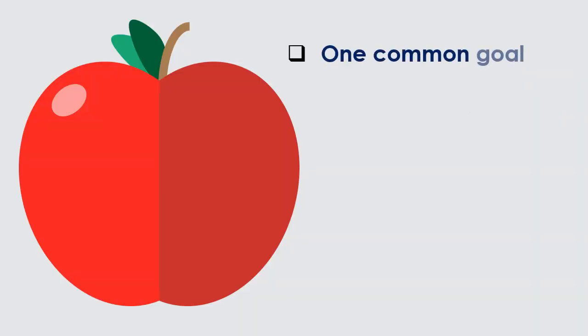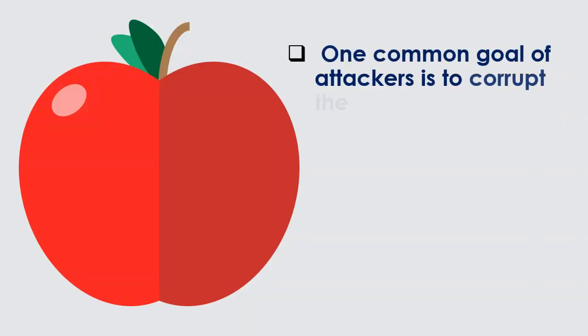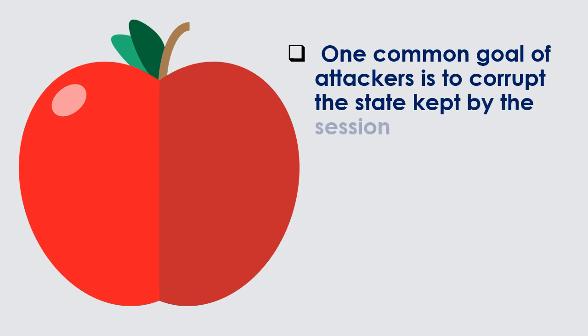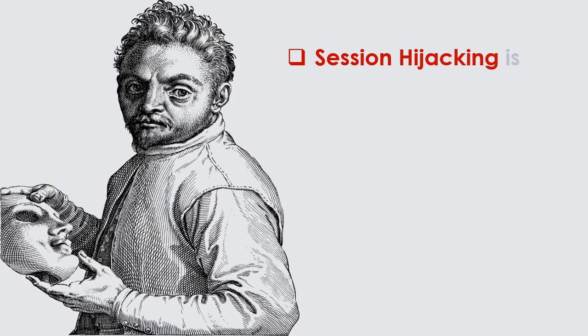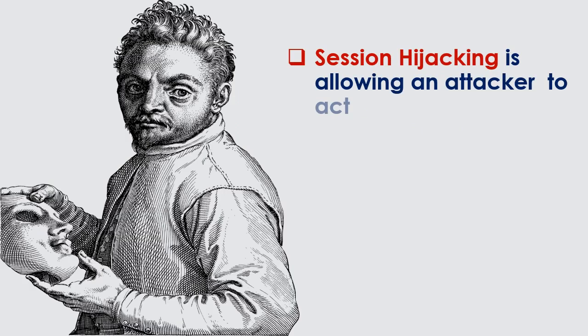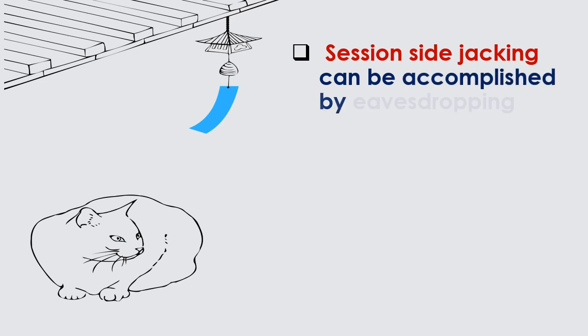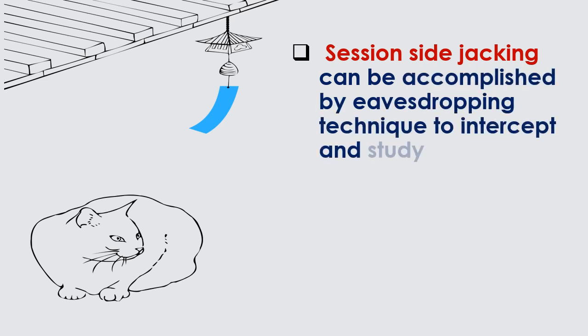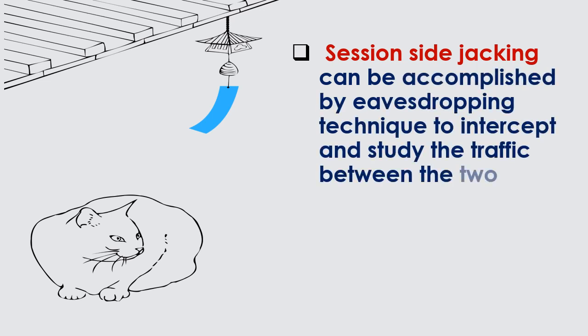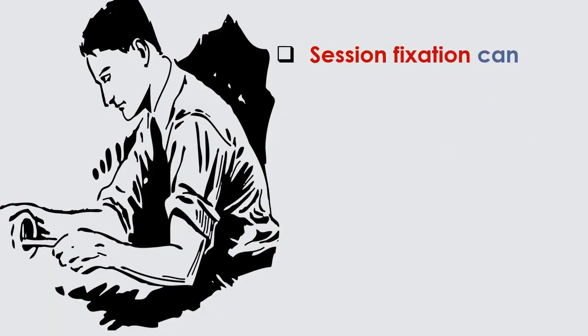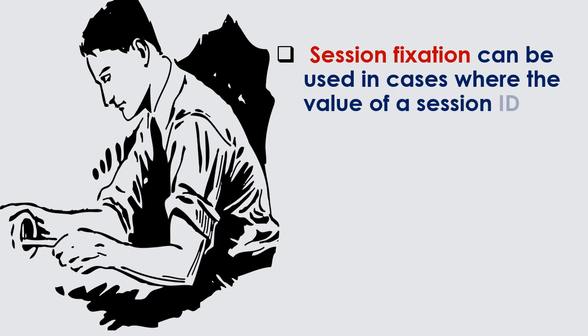One common goal of attackers is to corrupt the state kept by the session manager. Session hijacking is allowing an attacker to act in the stead of the authenticated user. Session sidejacking can be accomplished by an eavesdropping technique to intercept and study the traffic between the two sides. Session fixation can be used in cases where the value of a session ID is known and fixed.